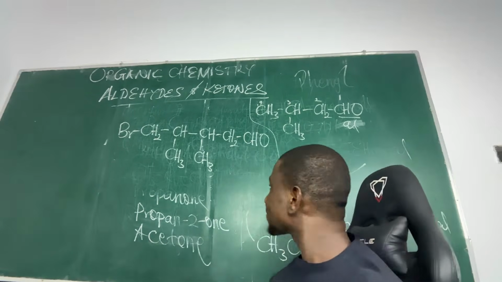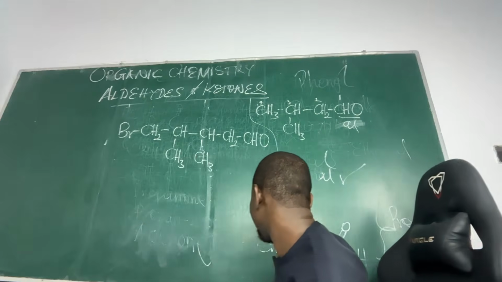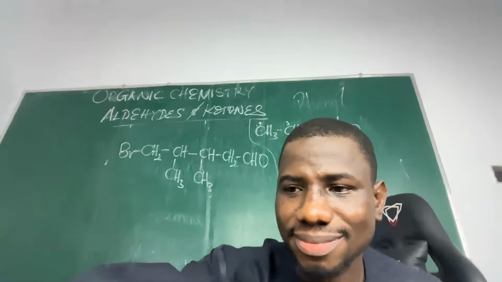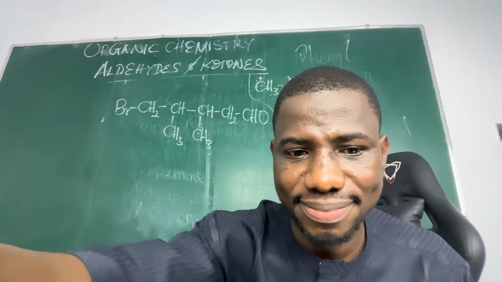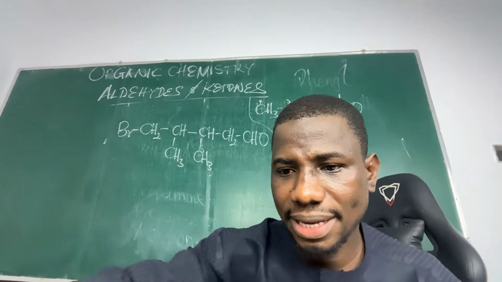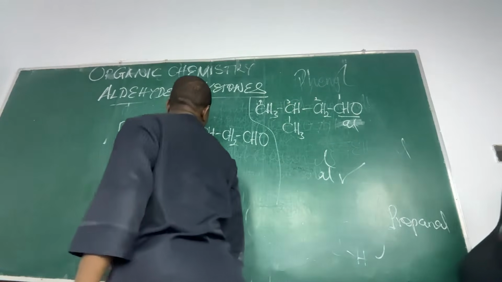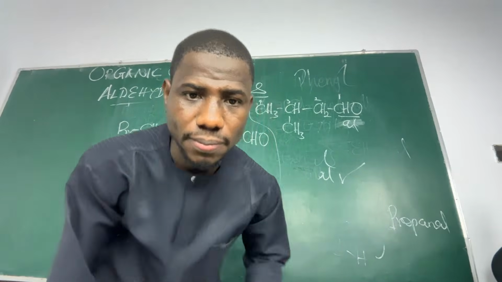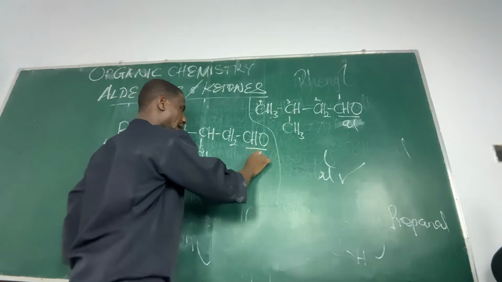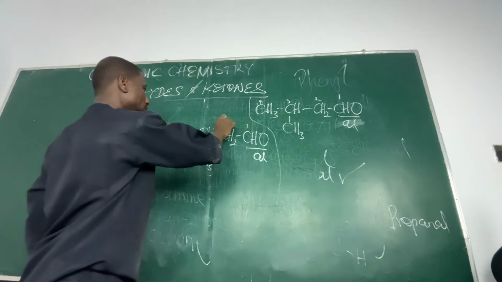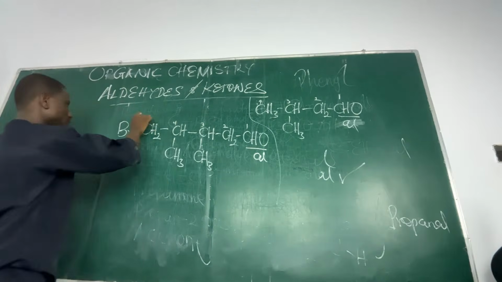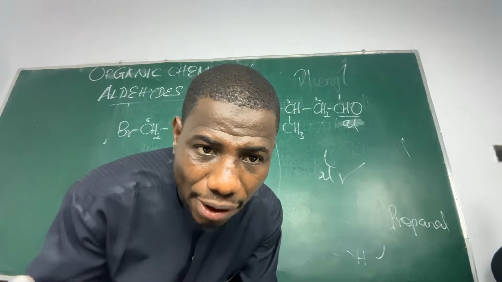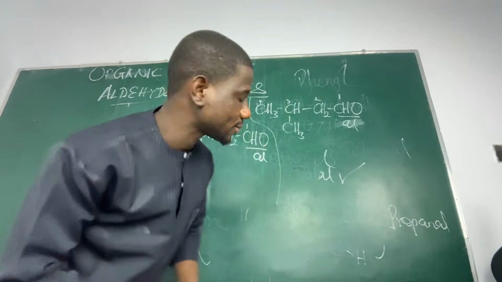Let's look at that. We have this. First thing first, identify your functional group. That is CHO. That will be our number 1, number 2, number 3, number 4, and number 5. So everything I'm doing must end as pentanal. Anything I'm writing must end with pentanal.